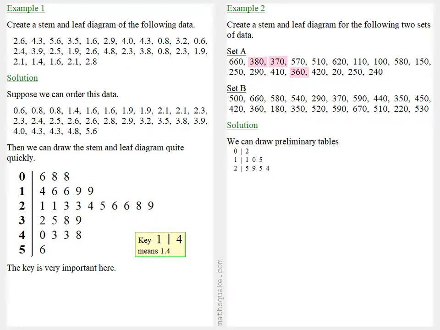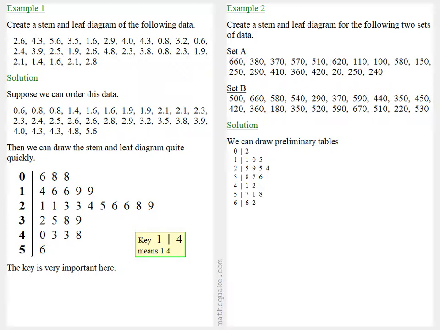And if we look at the numbers that are in the 300s, that is 380, 370, 360, so that's 3876. If we look at the numbers that are in the 400s, that's 410 and 420, so that's 4 with a 1 and a 2. And then for the numbers in the 500s, we've got 570, 510 and 580, so that's 5718. And the numbers in the 600s are 660 and 620, so that's 662.